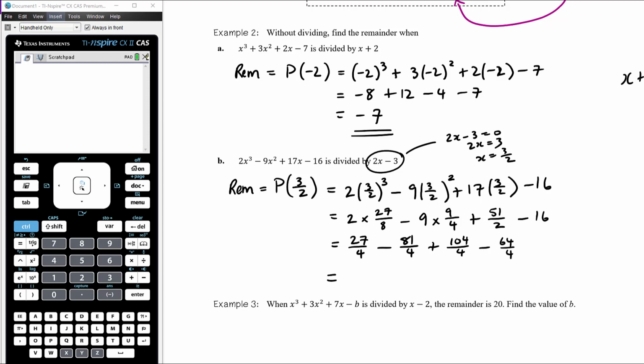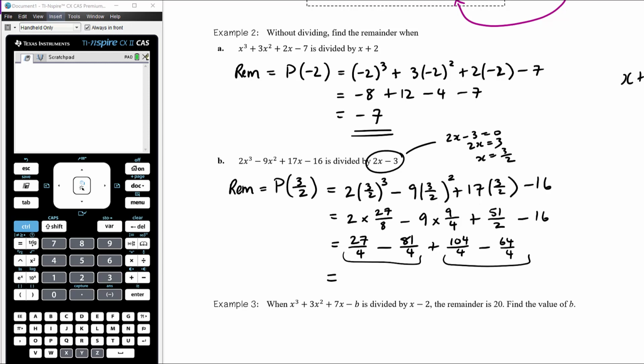Okay, so let's see what we've got here. And again, you might look to sort of group things, 104 minus 64, well that's 40 on 4, so that's going to give me 10, okay? And this, what have I got here? 27 minus 81, you could think about that as 81 minus 27 and then make your answer negative. So again, being flexible with your arithmetic here, okay?